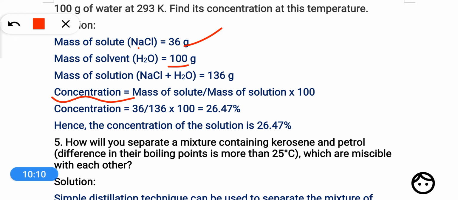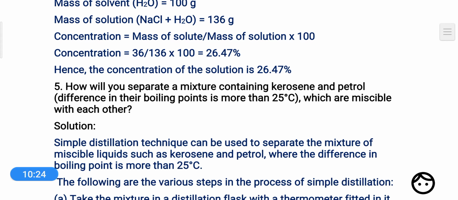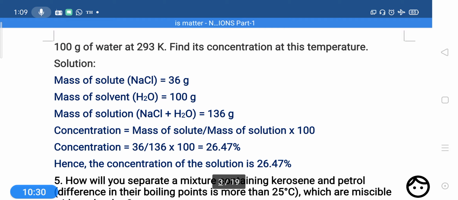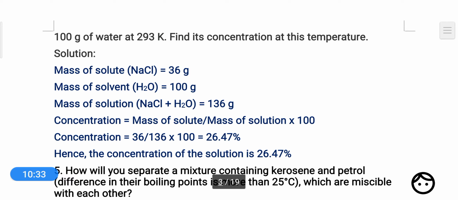So here you see that in both the components, mass is given. For the solute also mass is given, for the solvent also mass is given. You know that when the solution is prepared, then one component is called solute, which is dissolved, and another component is called solvent, which is used to dissolve, means in which the solute is dissolved, right? So you know that NaCl is the solute and solvent is water, right?